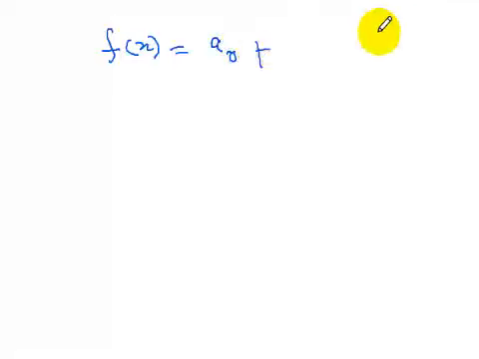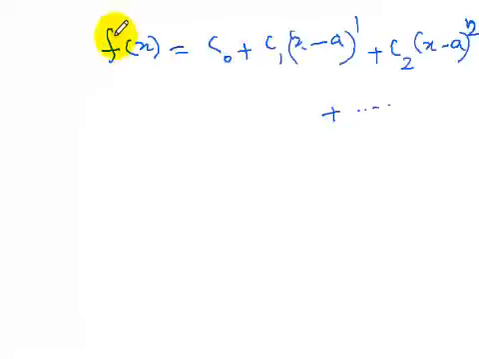So let me assume that the function f has a power series in x minus a, or f has a power series around the point a, right? So if this function is infinitely differentiable, we can differentiate this equation. First of all, we don't know these coefficients, so we are going to find these coefficients c_i.